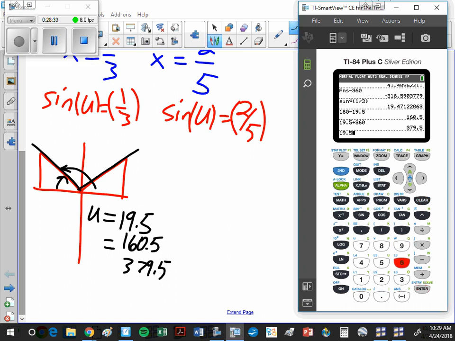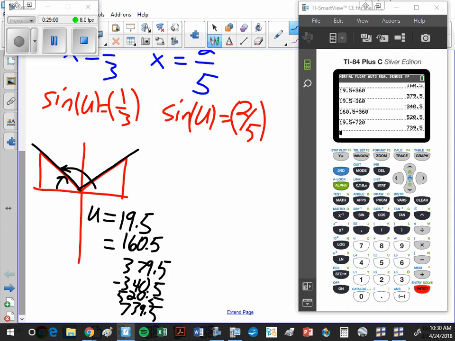19.5 minus 360 is negative 340.5, or 160.5 plus 360. So 520.5, or I could even do 19.5 plus 720. And I get 739.5. Does everybody understand that all of those angles either land here or land here?